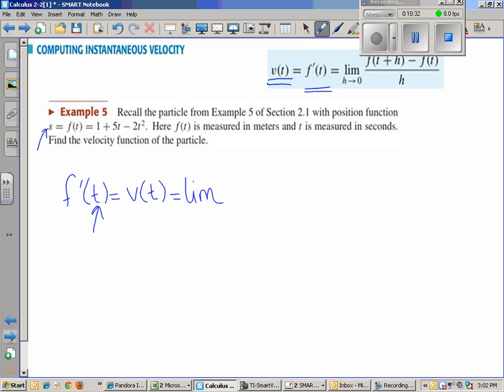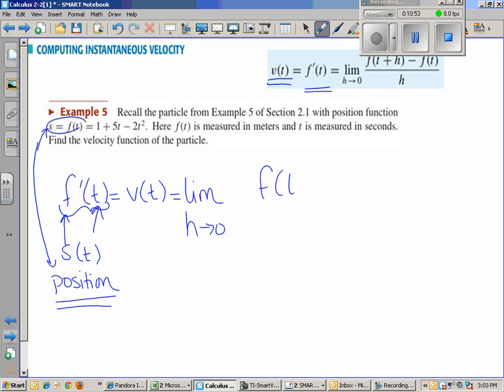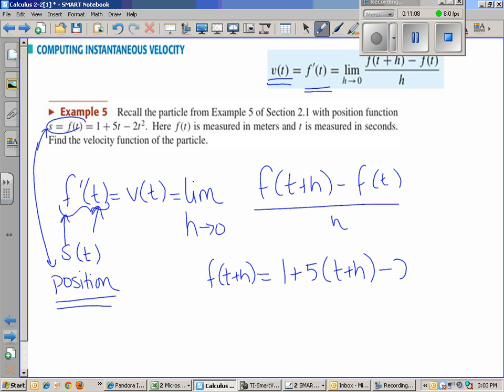This is important. We're talking here about the s sub t function, so we're talking about a position function. So the derivative of a position function is the instantaneous velocity. So if we let the limit as h goes to 0 of f of t plus h minus f of t all over h, and we want h to go to 0. So again, we're doing a lot of algebra. Anywhere I see a t, I want to plug in t plus h. Okay, so a little bit of distributive property.